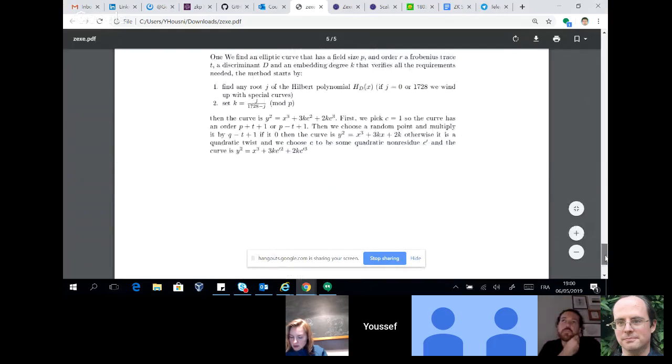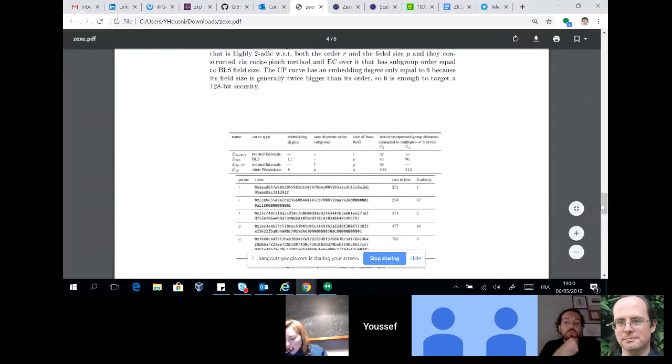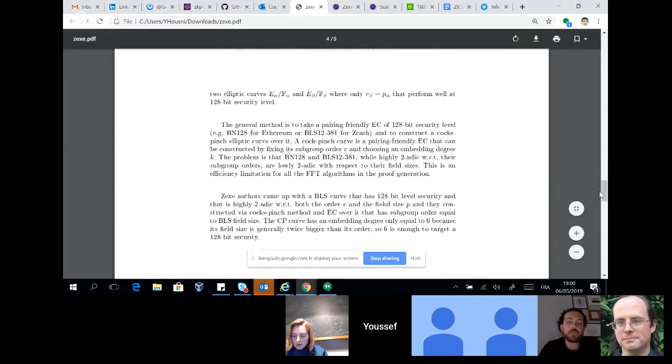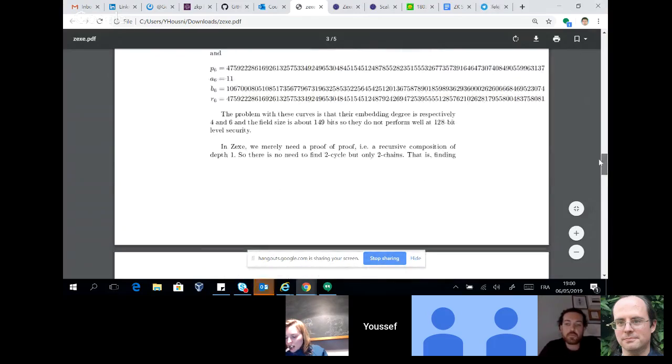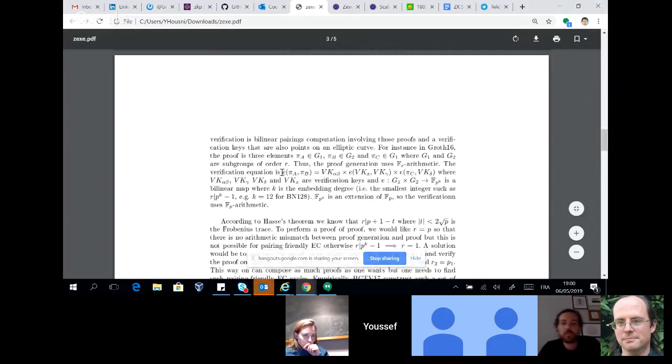Okay, I've got your point. So for example, if we take GM17, this is the equation of the verification. So π_A, π_B, and π_C are the proofs, and VK delta, VK gamma, and VK alpha-beta are the verification keys that are points on the elliptic curve. And this X is the instance. So yes, it depends on the public input.